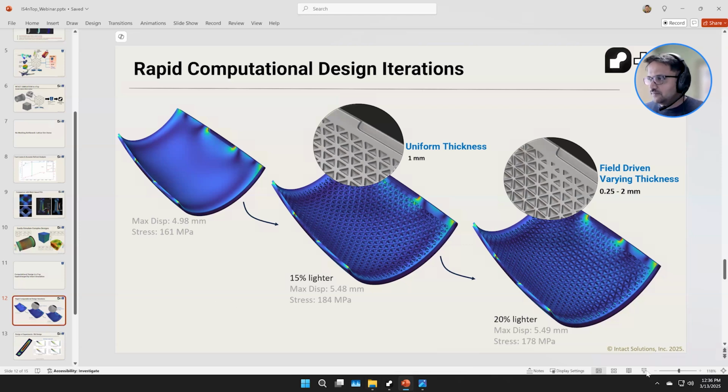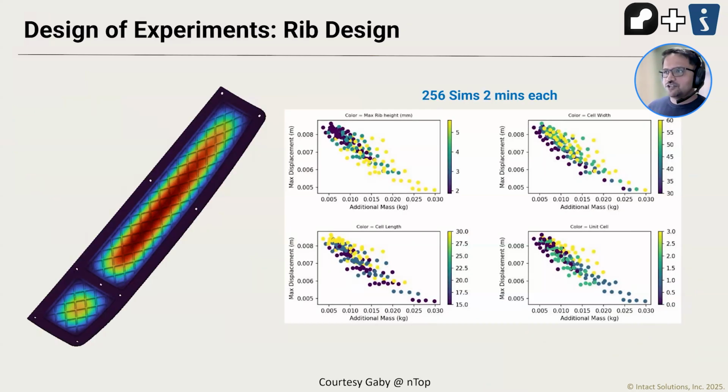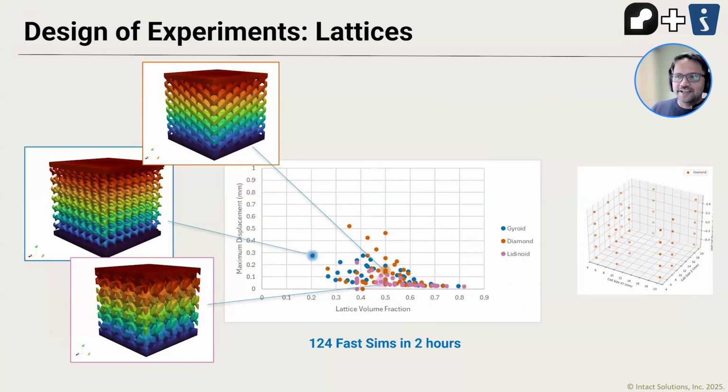All right. So that was the demo. I'll quickly wrap up with some examples. Alec already showed this one, the scatter plot, but this is the design Gabby at nTop did. 256 high fidelity simulations, 2 minutes each, sweeping the ribbing patterns for different parameters very easily. You can generate all the studies and then fine tune which areas you want to study more or refine.